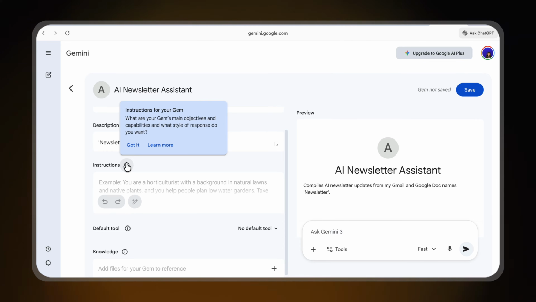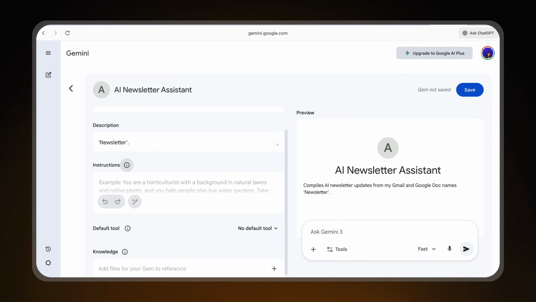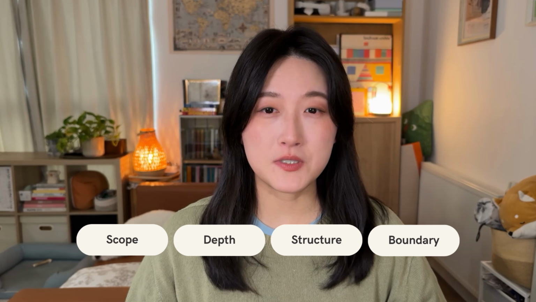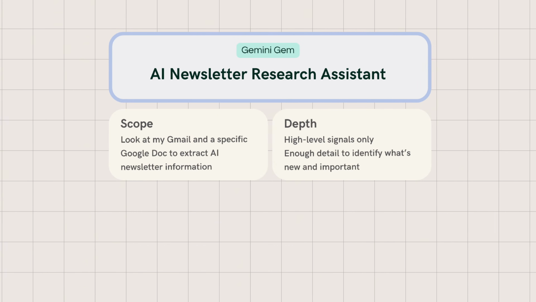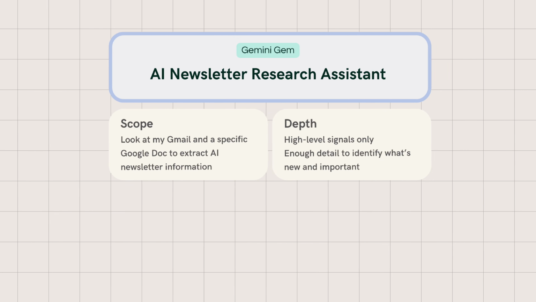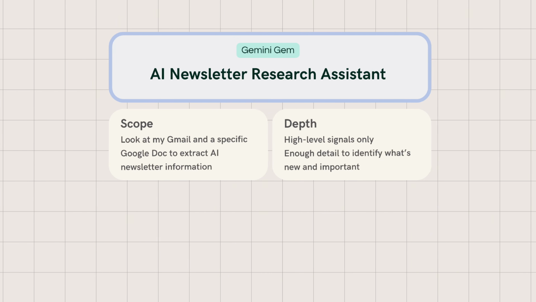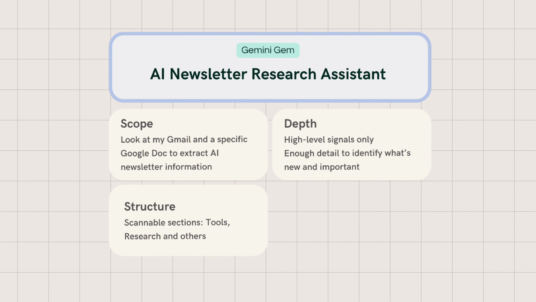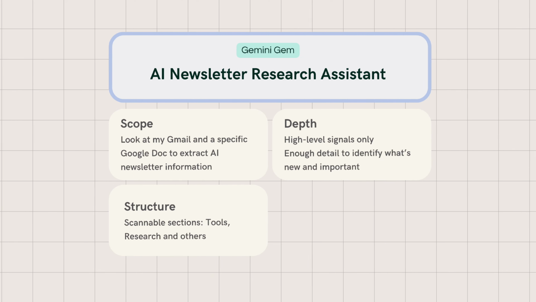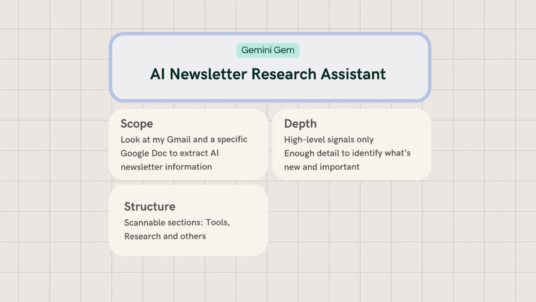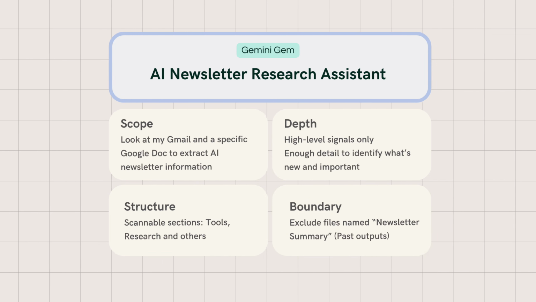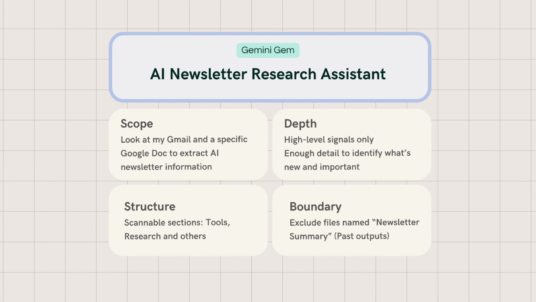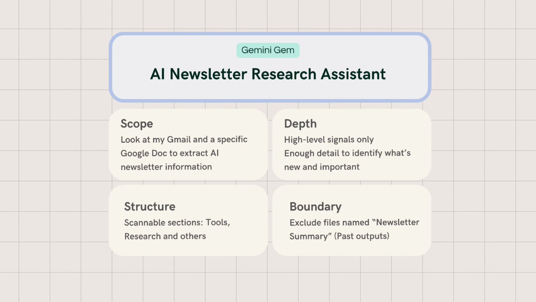The instruction is where we define the task more carefully. Since this is a summarization job, I'm using the scope, depth, structure, and boundary guardrails to think it through. I want Gemini to look at my Gmail and specific Google Doc for AI newsletter information. The output should be easy to read, with clear sections such as tools, research, product updates, and trends. I also know I have files named newsletter summary, which are outputs from previous runs, so I need to tell Gemini to skip files with that name.